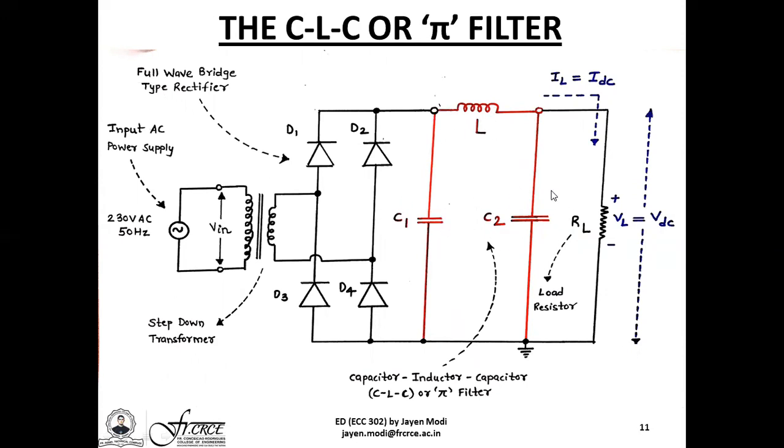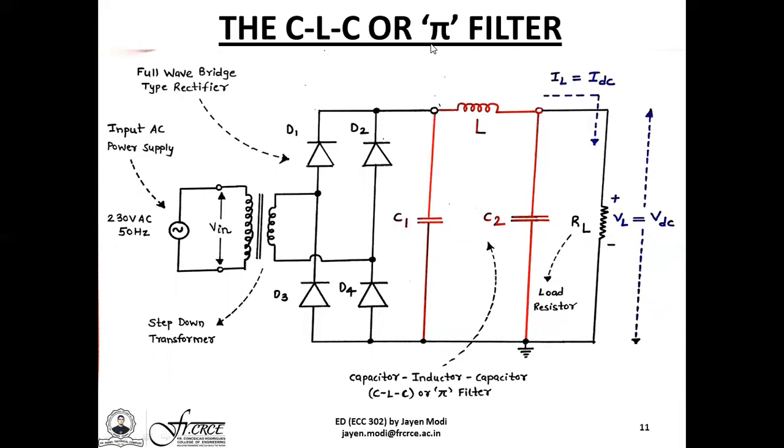Usually, for the point of view of simplicity and for the ease of circuit design, both capacitors are taken to be of the same values. So normally you may have C1 is equal to C2 is equal to C. The name comes pi because the circuit diagram resembles the Greek alphabet pi. Hence the name comes the pi filter.